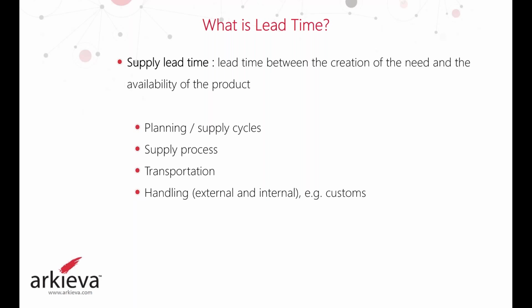However your supply works, what is the total lead time that exists between the creation of the need and the availability of the product? Now, this can be driven by multiple factors. You might have planning and supply cycles. We just talked about that. Your supply process will certainly have a control on that. Transportation, if you're getting it from Asia into North America, that will be a longer lead time, and so on. Handling external versus internal can have an impact. Anyone who does international business, sometimes you have to add an average of 5 days just because it has to go through a customs process. So all of these things add into the lead time, and you need to be aware of that, and you need to be aware of the variability that exists inside this lead time data.